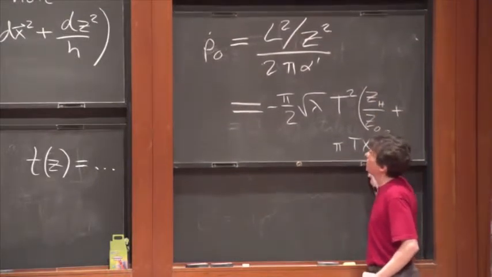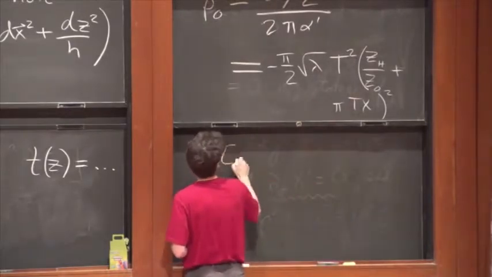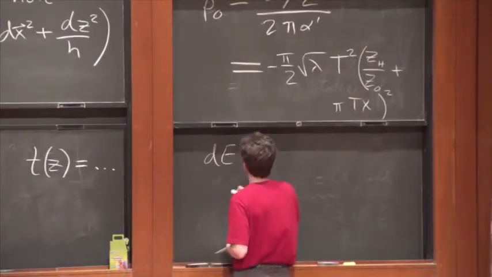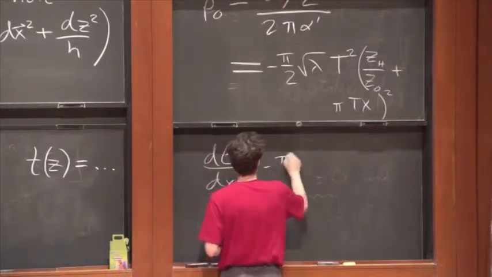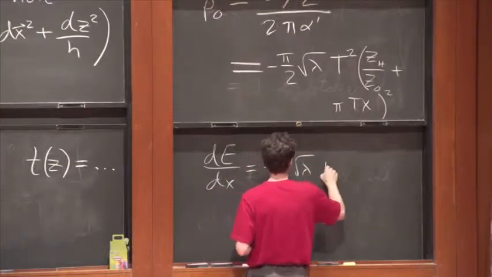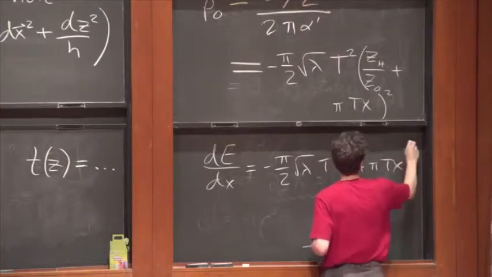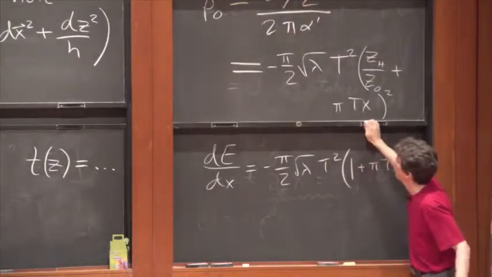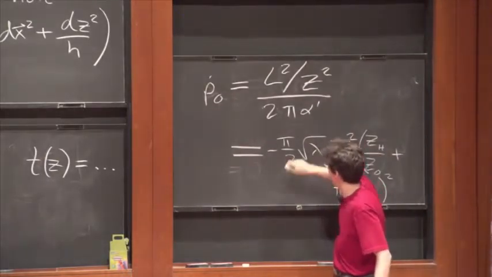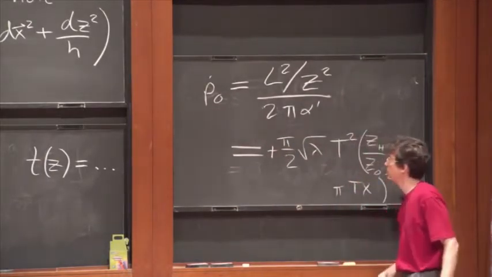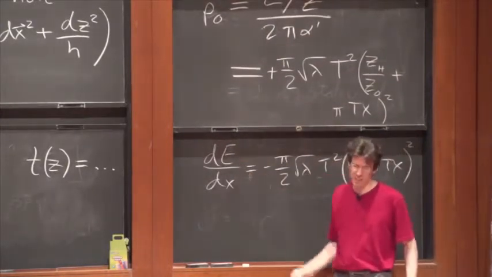And it's by doing that that I finally arrive at my formula dE dx equals minus pi over 2 root lambda t squared 1 plus pi tx squared. And I'm just a tiny bit confused about signs here. You see, this is a positive sign. This is therefore a positive sign. The way the negative sign crept in at the end of the day was that E is minus P0.